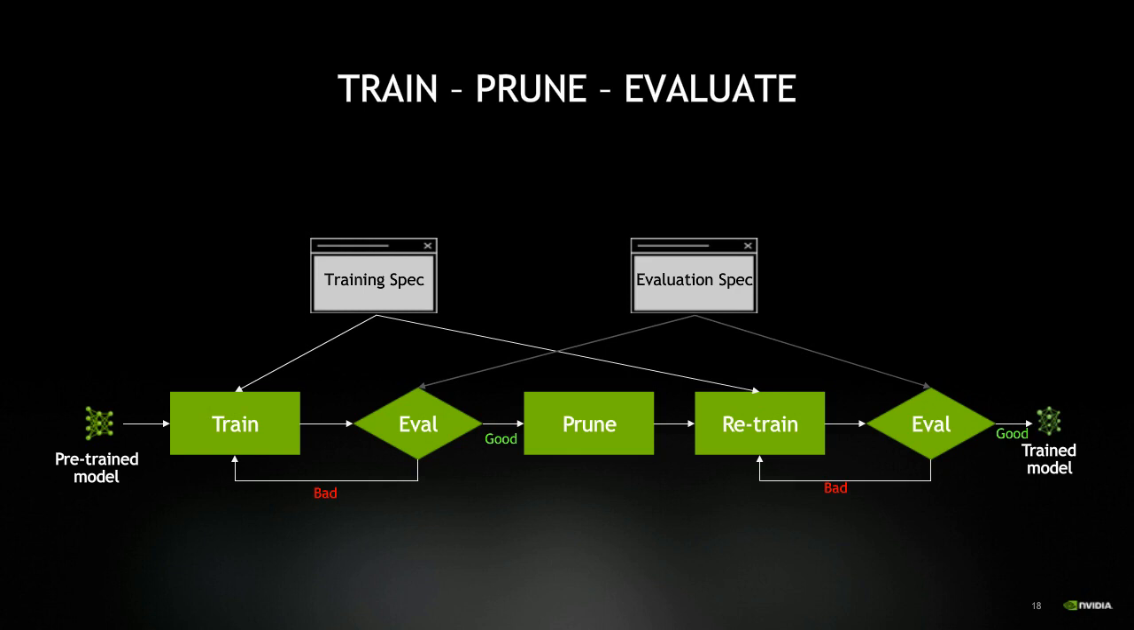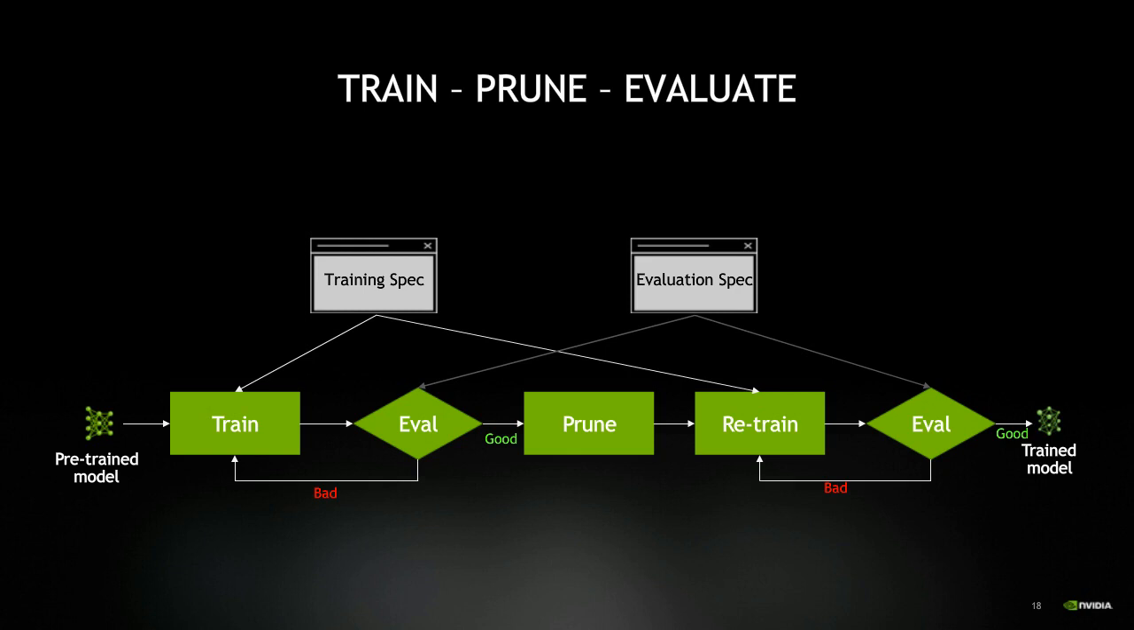Once the accuracy after pruning and retraining has reached the desired level, you now have a model that is highly accurate, reduced in memory, and highly optimized for inference. The training and evaluation spec files are used to configure each step in the workflow. Now, let's double-click into each spec file.